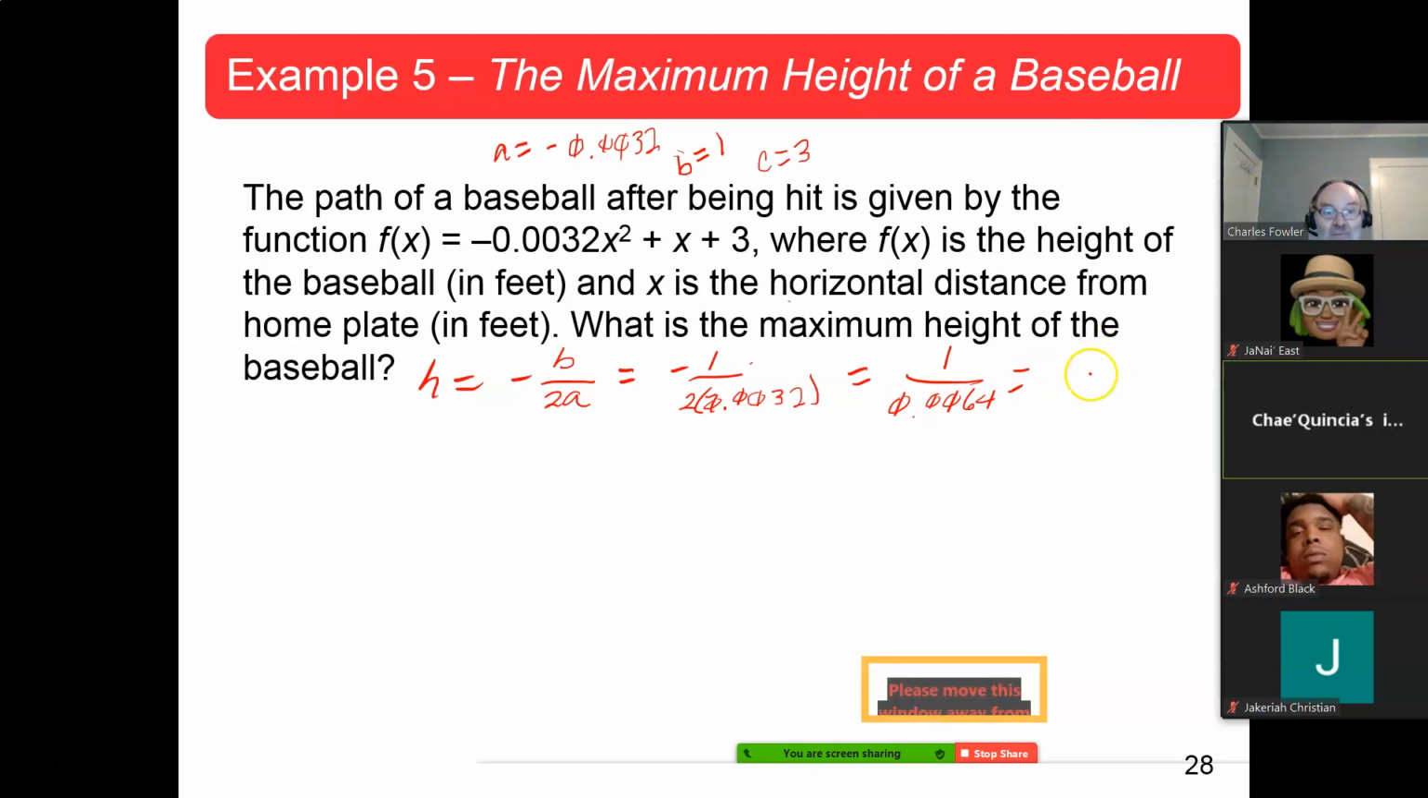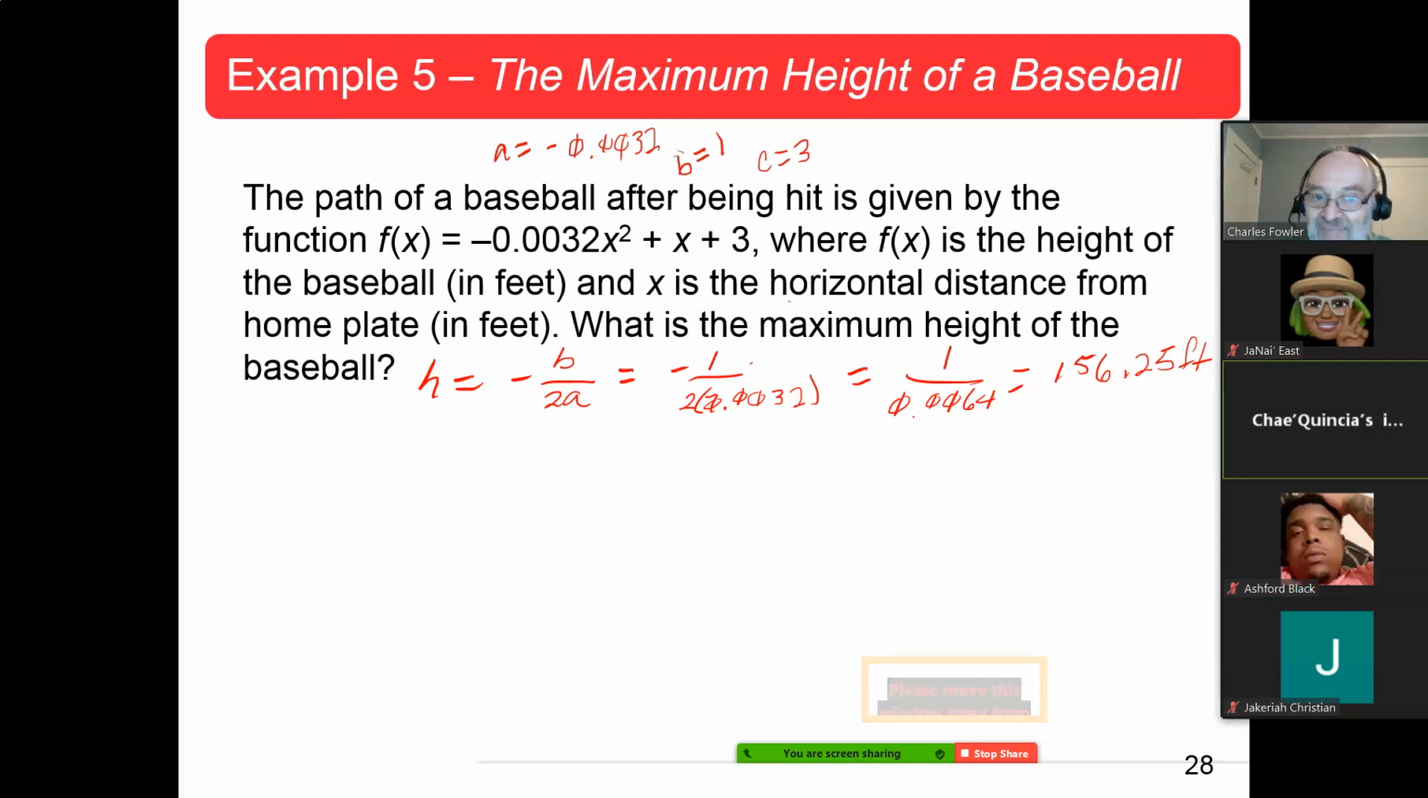156.25 feet from home plate, that ball's going to be at the maximum height. That's how far from home plate it'll reach its maximum height. That's a pretty well hit ball.